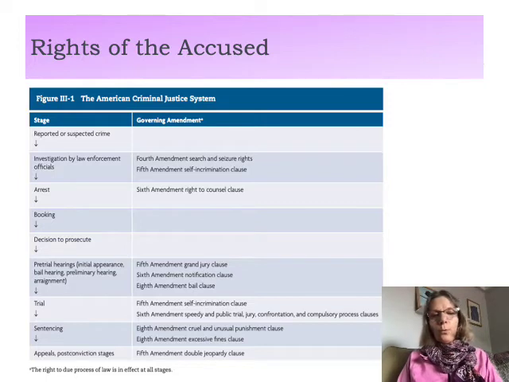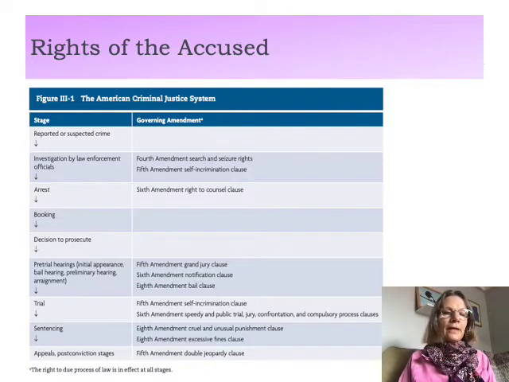The trial, we'll be learning all about that next week, about the rights that happen during a trial. And then sentencing: if you are found guilty, then you are sentenced, and the Eighth Amendment applies to the sentencing. The sentencing cannot be cruel or unusual.